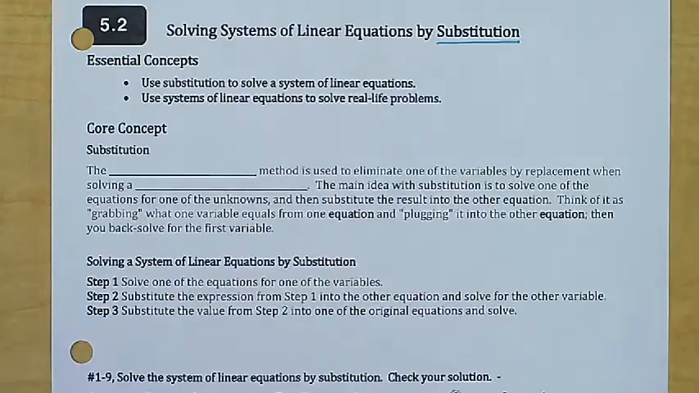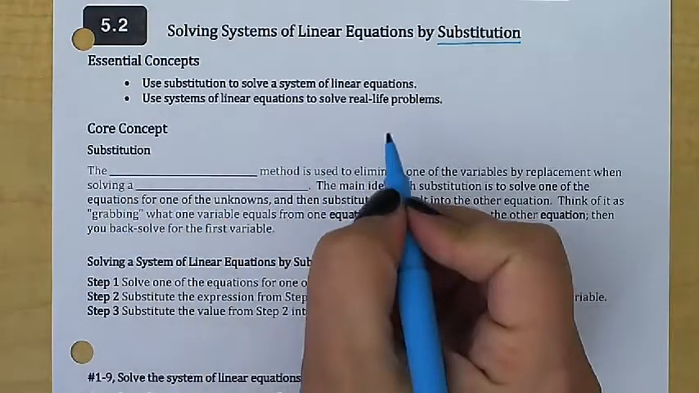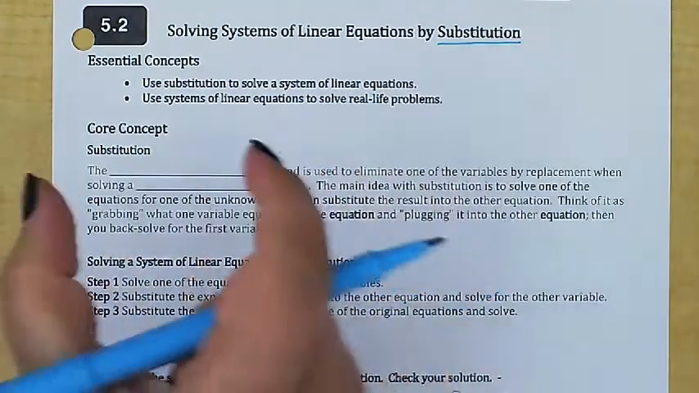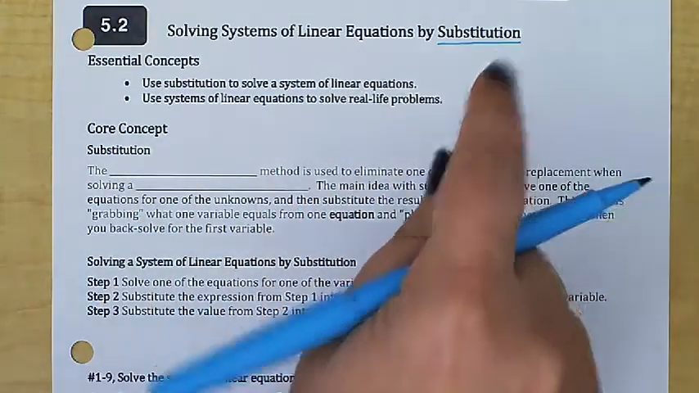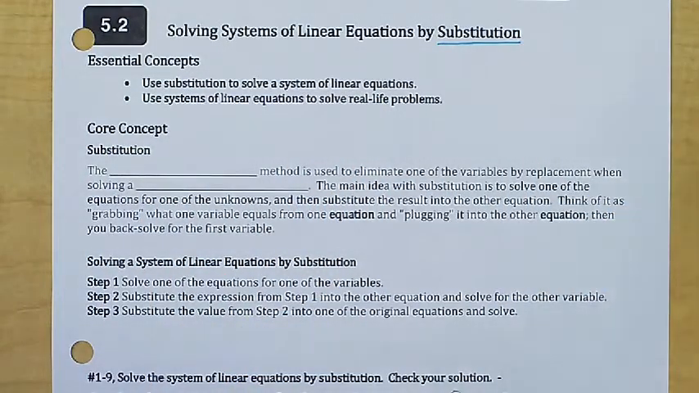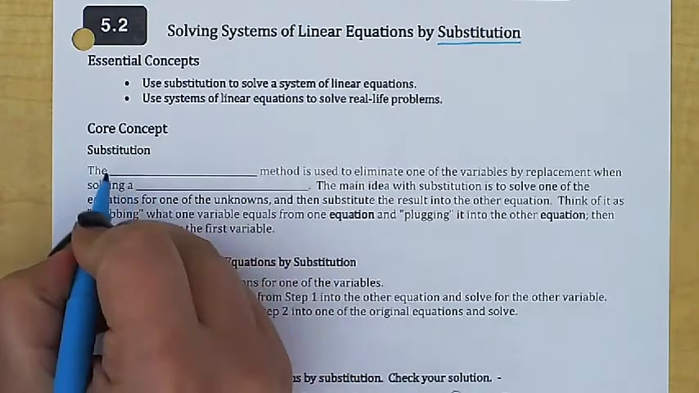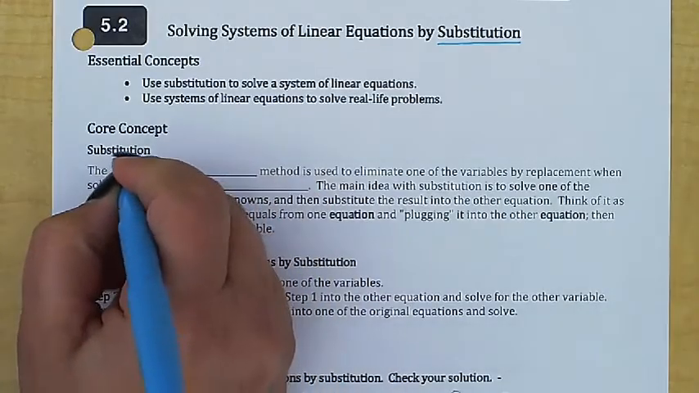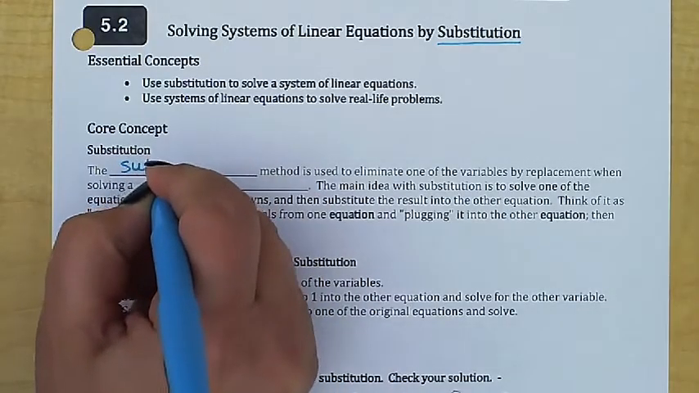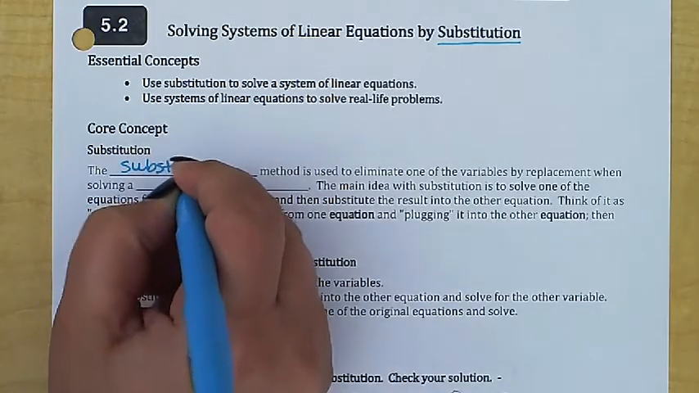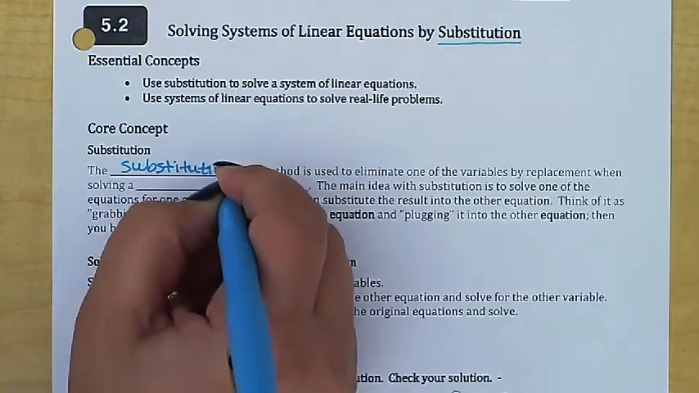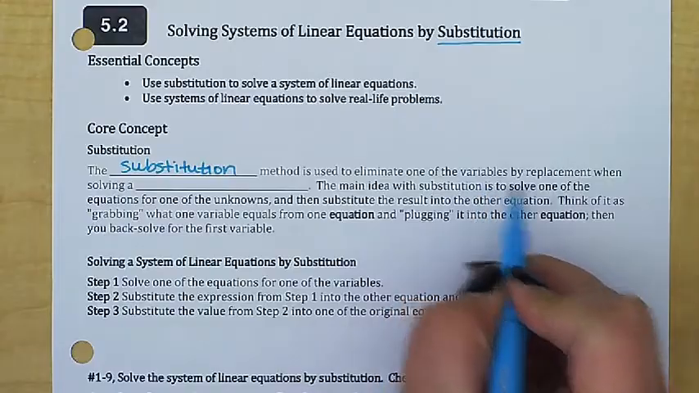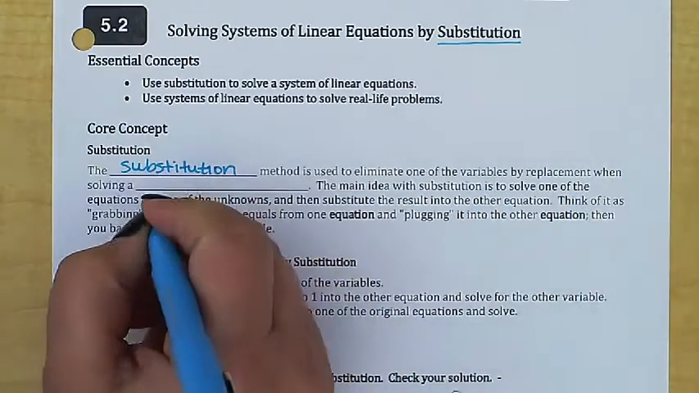And substitution is going to be much more algebraic. It's going to let us use the algebra that we've been learning, moving terms, solving equations to get to the same solutions as we did with the graphing. So let's go ahead and get started. Let's first define this. So the substitution method, write that down, is used to eliminate one of the variables by replacement when we're solving a system.